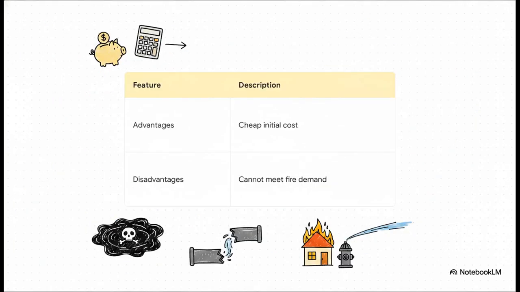Now, on paper, it's incredibly cheap to install. And calculating pressures is a breeze for engineers because the water only ever flows in one direction. You also need fewer cutoff valves. But that cheap initial cost comes with a massive downside. The biggest issue? Water literally stagnates at those dead ends, which creates a huge pollution risk. Plus, if that single main pipe breaks, everyone downstream is totally out of luck. And because the flow is limited to just one route, it simply cannot meet high fire demand during an emergency.